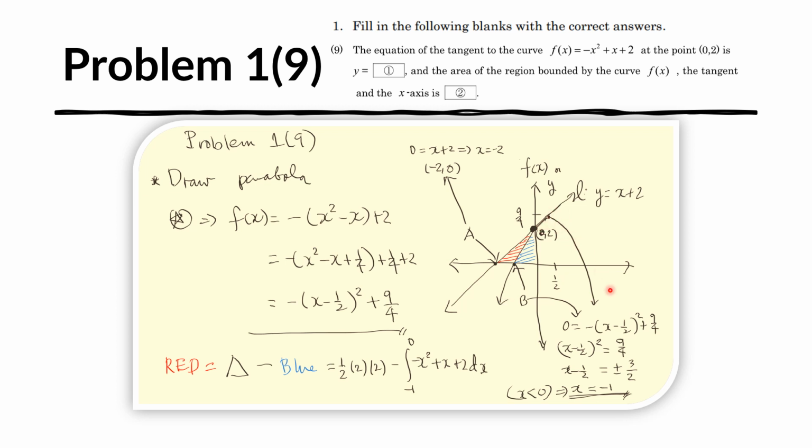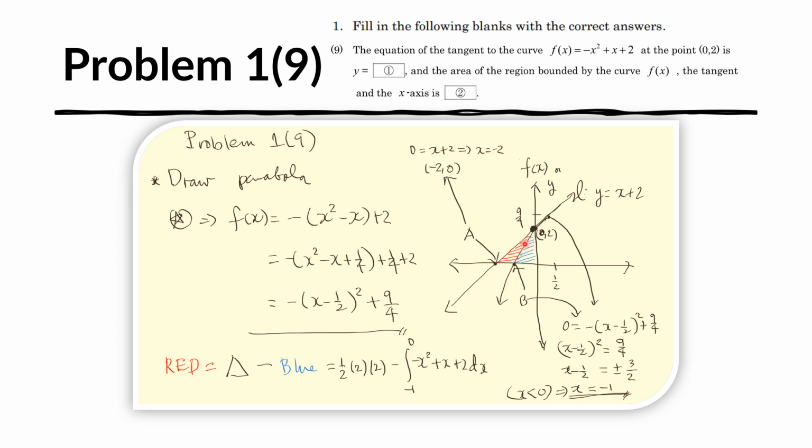This is our parabola, and this is our vertex at 1/2, 9/4. Now we just draw the line. The line that we obtained is y equals x plus 2. That means that that line is increasing, so it's this direction. And it was also said that it's tangent at 0, 2, so it's tangent here. And now we are asked for the area bounded by this line, the parabola, and the x-axis.